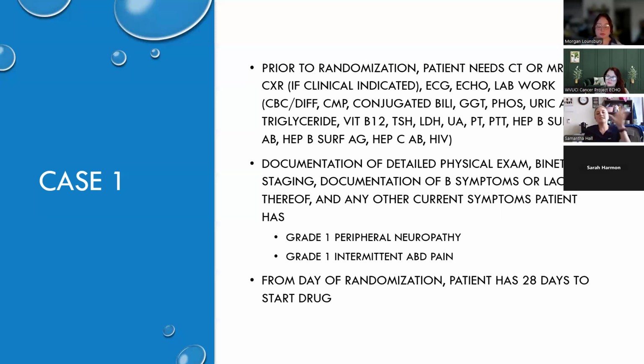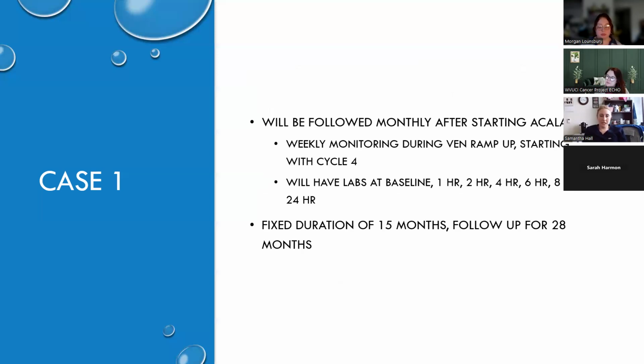So after all of these things are completed, they get sent to the trial company. Then the trial company randomizes him. He has 28 days to start. Next. He did get randomized after I made this presentation. So we did just randomize him. He got randomized to arm D.